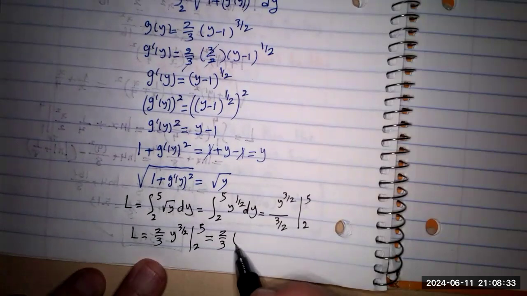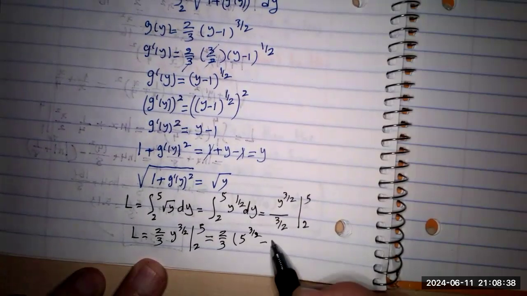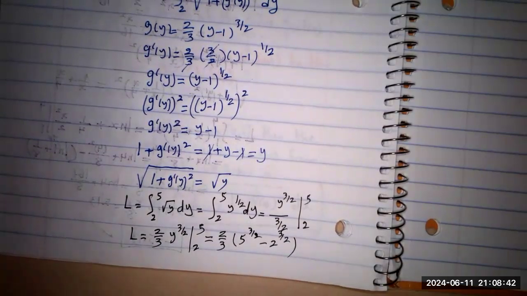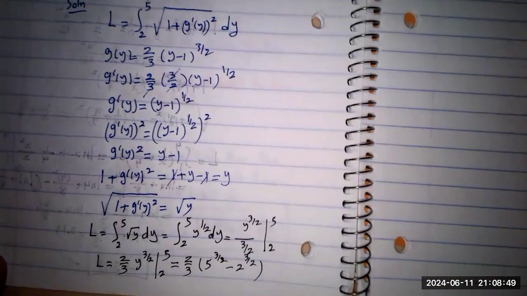2/3 times 5 to the 3/2 minus 2 to the 3/2. Okay, that's going to be the one. You can use your calculator to find it. You can switch it if you like, or you can leave it as is.